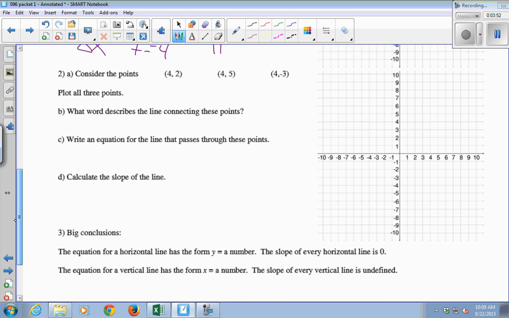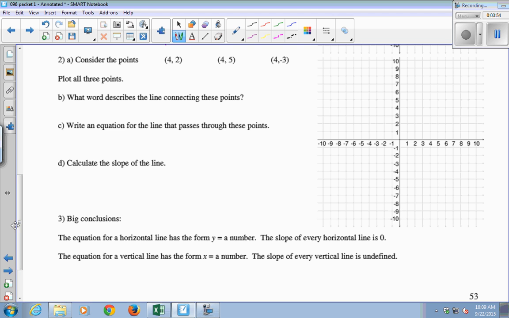All right, let's look at a similar example. I've got the points (4, 2), (4, 5), and (4, negative 3). I'm going to plot them all. So (4, 2) is right 4, up 2. (4, 5) is right 4, up 5. And (4, negative 3) is right 4, down 3. If I connect those 3 points with a line, what kind of word can I use to describe that line? Vertical.